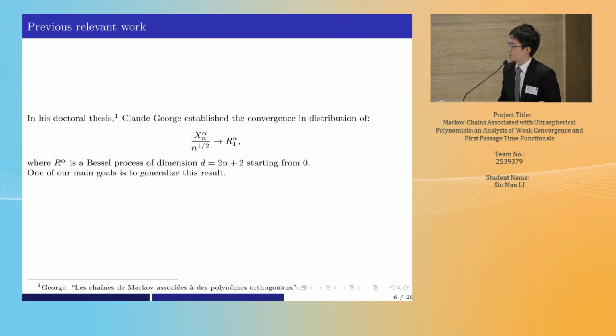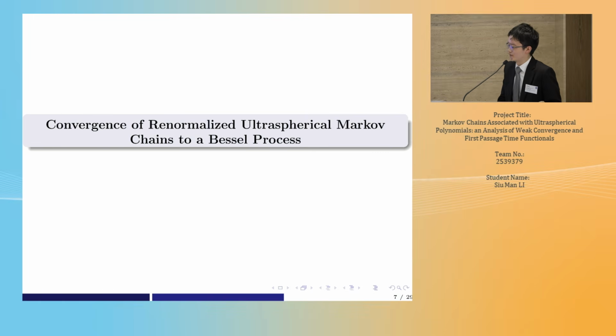One of the main goals of this project is to generalize the result obtained by Claude George in his 1975 doctoral thesis, where he established this convergence. However, this is only restricted to a single time, where R is the Bessel process. We want to generalize this result to the full process level convergence. Let's talk about the first result.